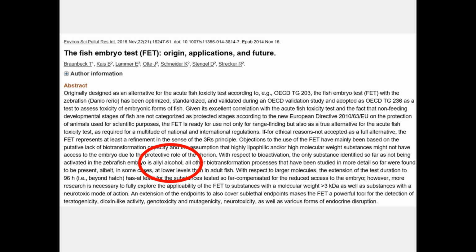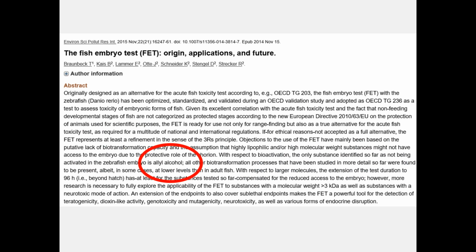So there is this outlier, or one of the outliers, which can show that basically the FET test is not as sensitive as the acute fish toxicity test. There are other substances which go in the opposite direction, where actually the fish embryo test is more sensitive than the acute fish test. But for this reason, it was not considered to be as protective as the acute fish toxicity test. So this causes a problem.